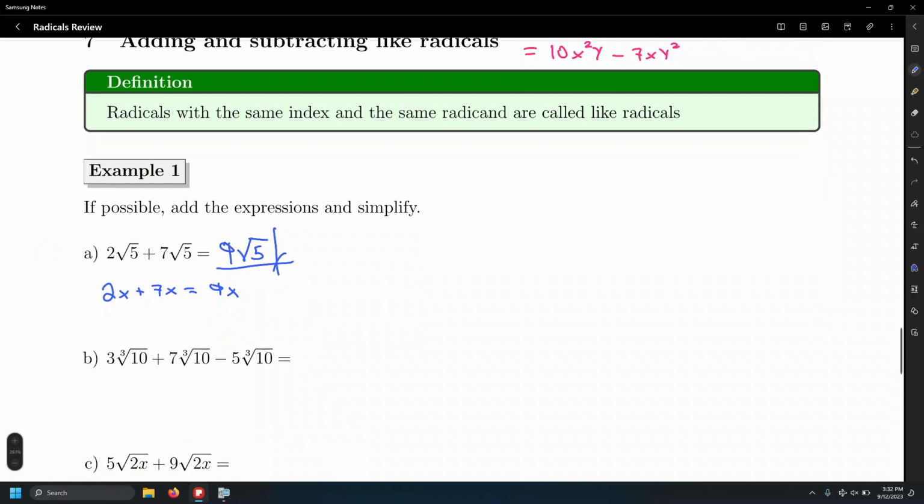All right, letter B. 3 cube root of 10 plus 7 cube root of 10 minus 5 cube root of 10. Can we simplify this to one single radical? Do we have the same index for all radicals? Do they have the same quantity inside? Yes, then they're like radicals. So all we do is 3 plus 7, which is 10, minus 5, that equals 5 cube root of 10. All right?